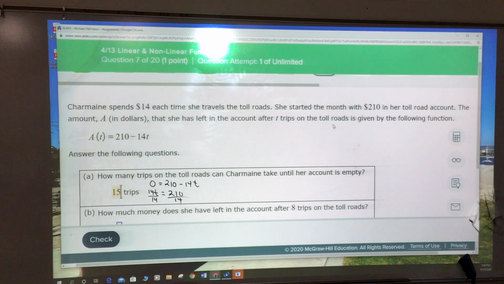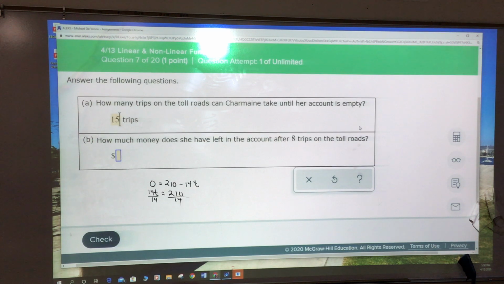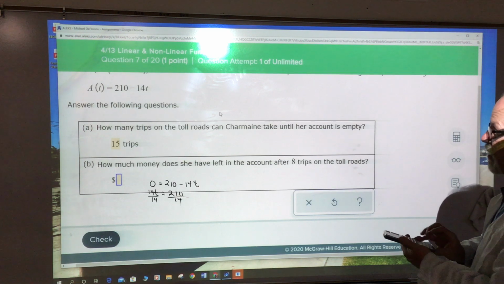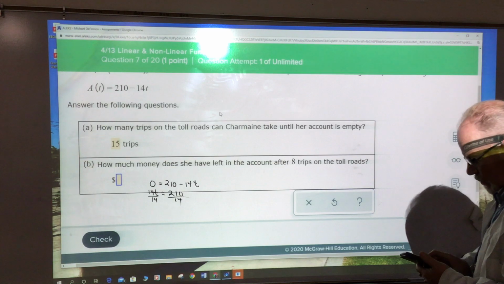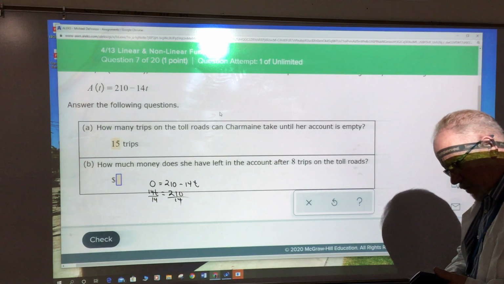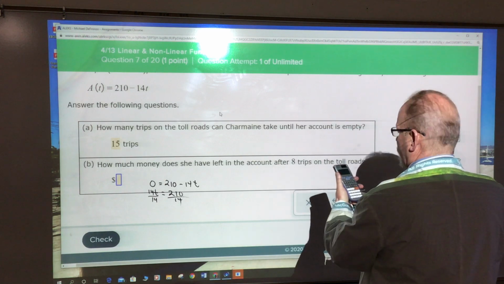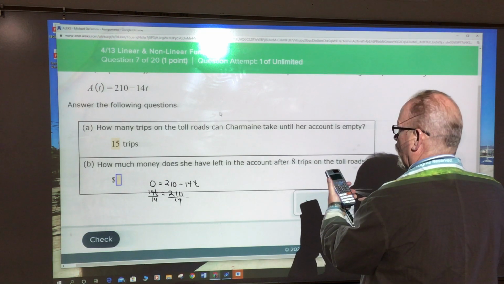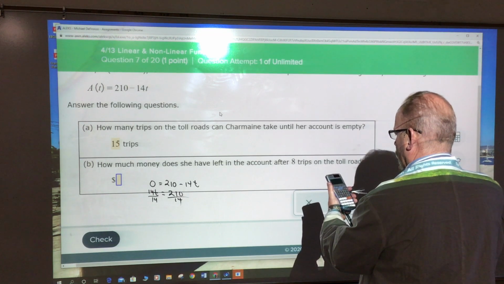And how much money does she have left after 8 trips? So 210 minus 14 times 8. $98? Let's see. 14 times 8 equals 112. 210 minus that answer equals $98.